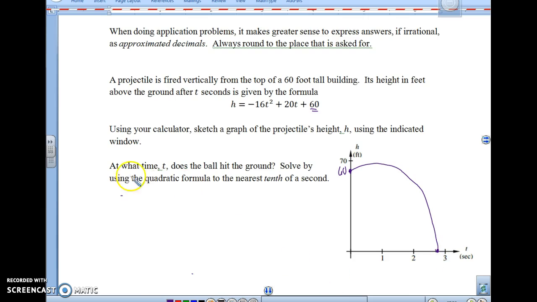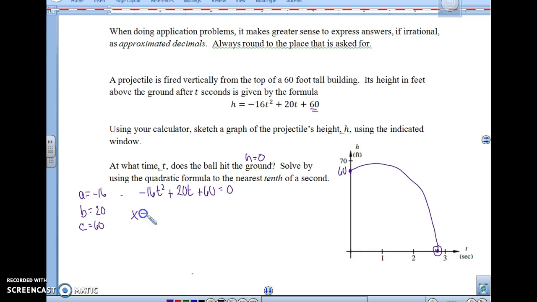So I want to know what time the ball hits the ground. I want to know what this value is right here. So if this is an equation, we have to know what h is. If we're on the ground, h is going to equal 0. So if I set this equal to 0, negative 16t squared plus 20t plus 60 is equal to 0, I can use the quadratic formula immediately. I don't have to worry about factoring or anything like that. So my a is going to be negative 16, b is 20, c is 60.